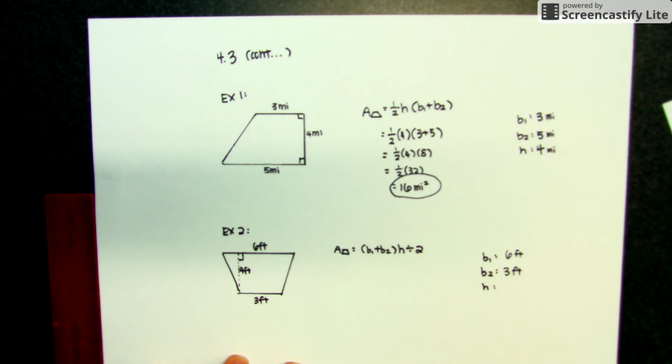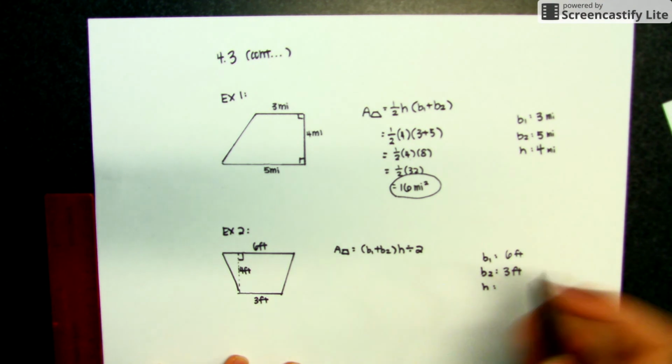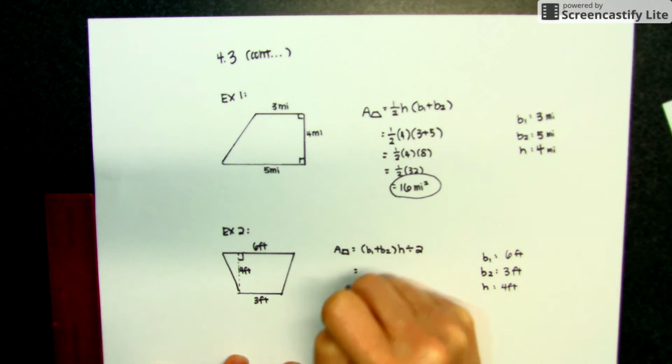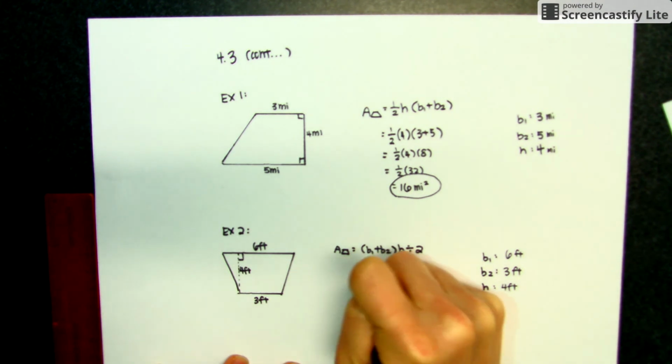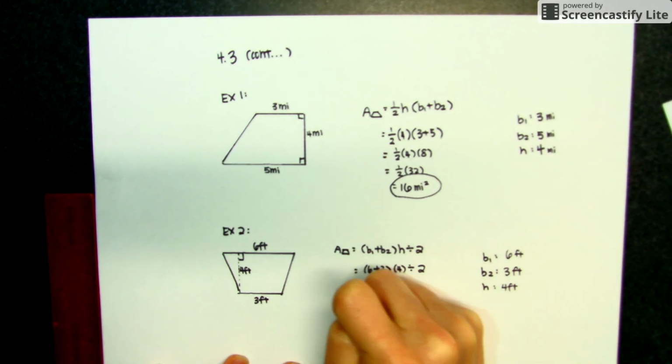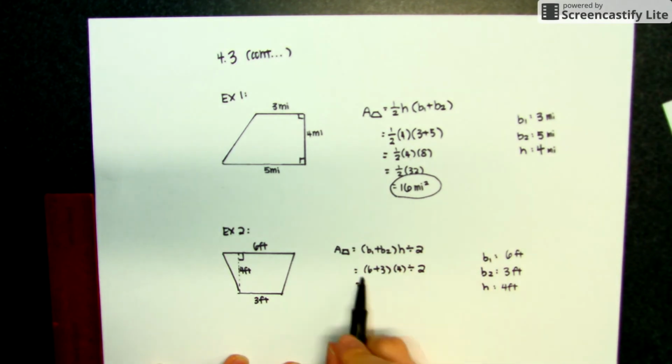The height is going to be perpendicular to your two bases, so that's going to be that 90-degree line that forms straight down from the two bases. And this is 4. Now let's plug in those numbers. Base 1 and base 2 is 6 and 3, so 6 plus 3. Your height is 4, and we need to divide that all by 2.